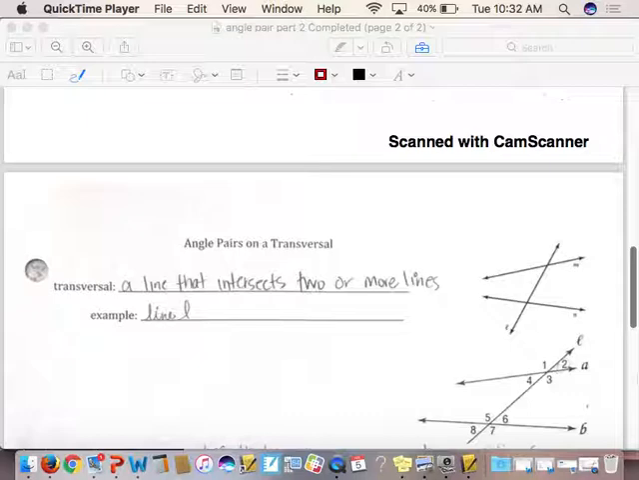3 and 7. Corresponding. 1 and 8. They are both exterior angles, and they do not have an angle pair name, and so you would say no relationship. Okay, so 1 and 8 and 2 and 7, they do not have an official angle pair name, so you would write no relationship.